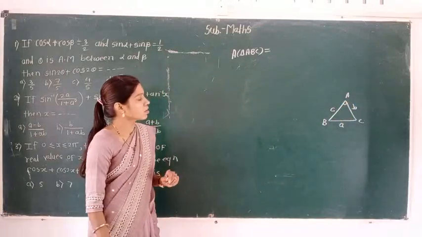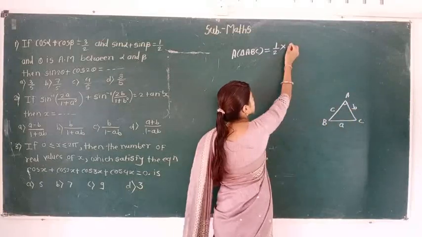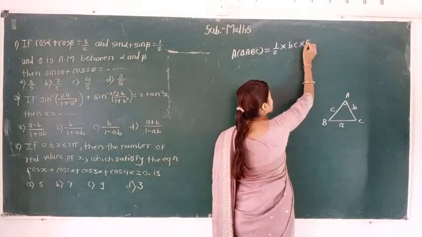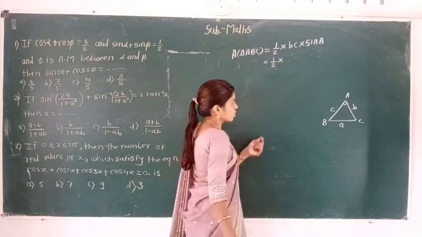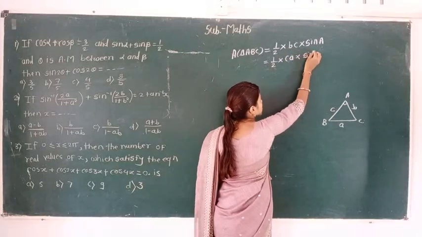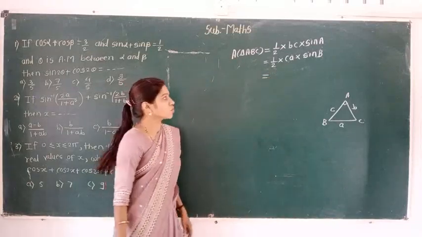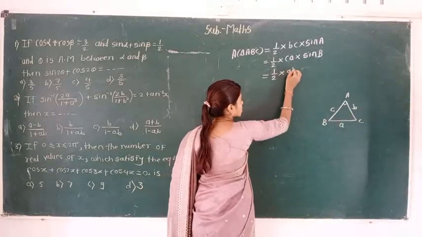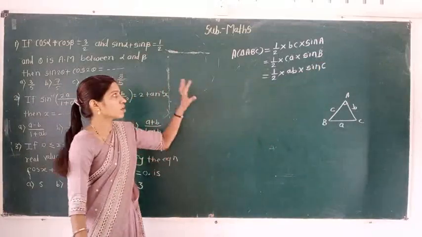When this information is given, we use the formula: area is 1/2 into the product of these two sides, AB and AC, into sine of the included angle A. Similarly, we can write half into the product of the two sides CA and CB into sine of included angle B. Also, the area of triangle ABC is half into the product of the two sides AB and AC... into sine of included angle C. These are the formulas for area of triangle.